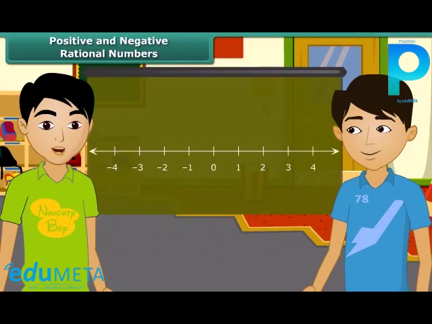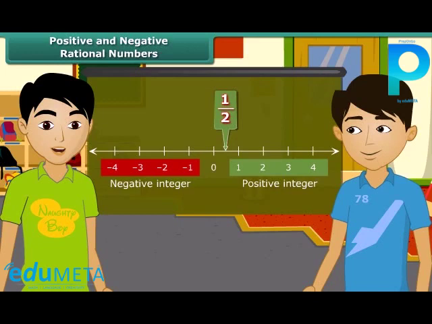How do we represent a rational number on a number line? Look at this number line. Points on the right side of 0 are called positive integers, and points on the left side of 0 are called negative integers. Let's mark 1/2 on this line. 1/2 will lie in between 1 and 0, and -1/2 will lie in between 0 and -1.